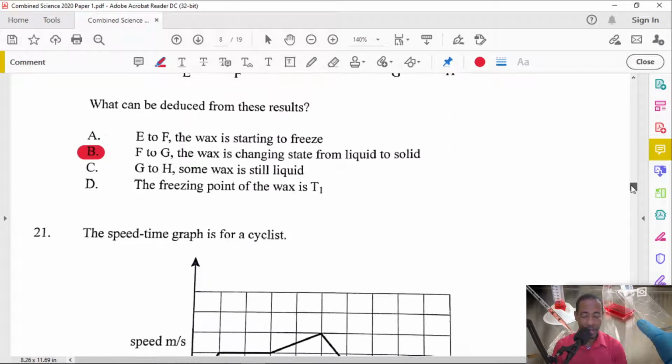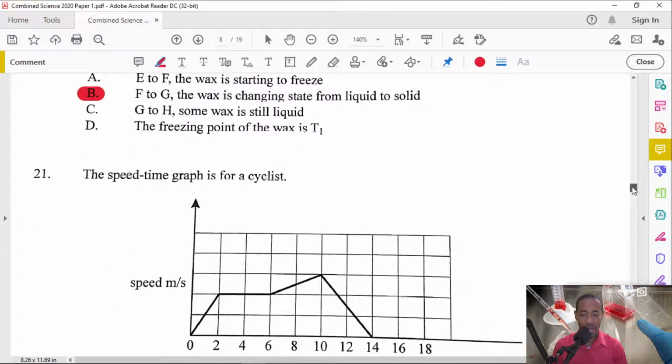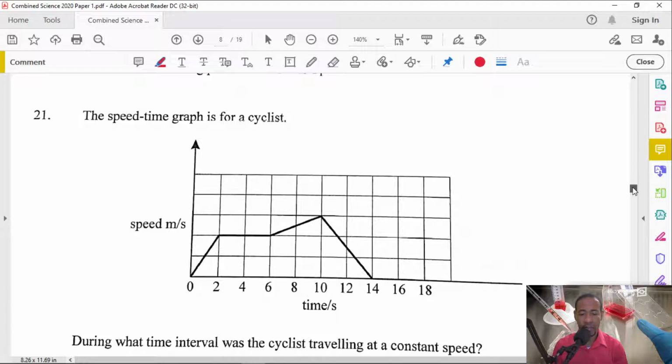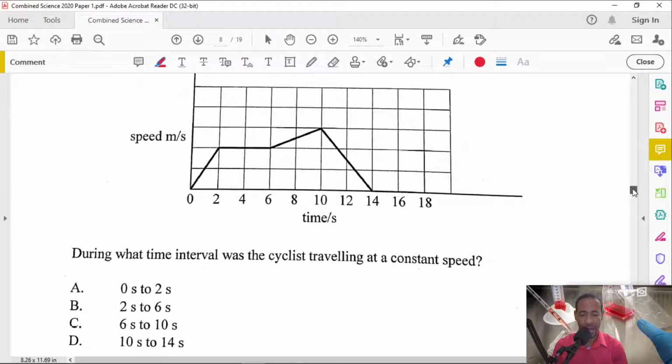All right, so let's go to question number 21. This now is the speed time graph for a cyclist. We have speed on the y-axis and time on the x-axis. It said during what time interval was the cyclist traveling at a constant speed? What do you mean by constant speed? That means the speed is not changing. So if you look here where the line is straight, it's from 2 to 6. That will be our correct answer right there.